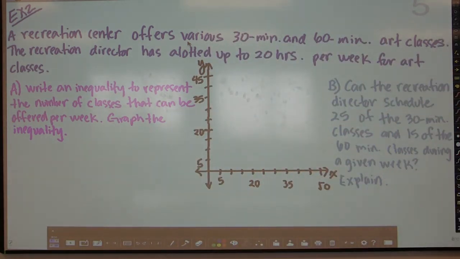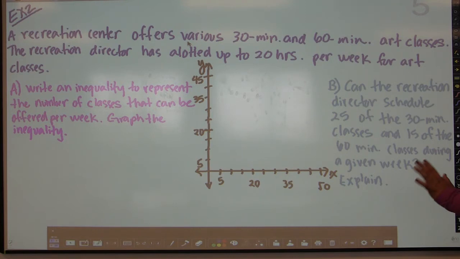A recreation center offers various 30-minute and 60-minute art classes. The recreation director has allotted up to 20 hours per week for art classes. In part A, it wants us to write an inequality to represent the number of classes that can be offered per week. Graph the inequality.